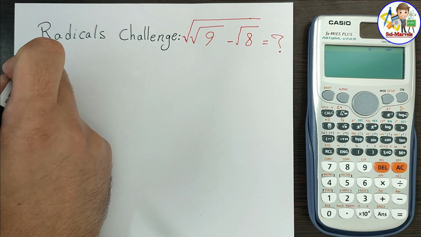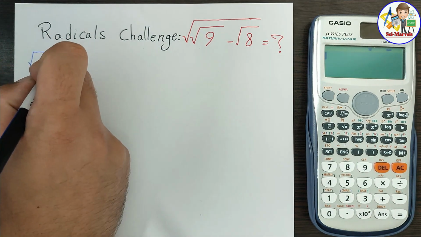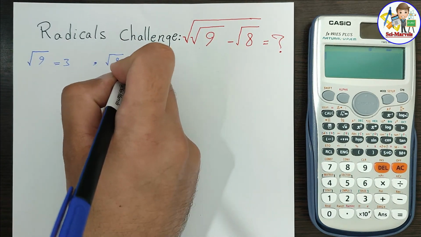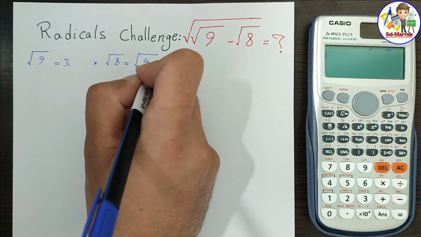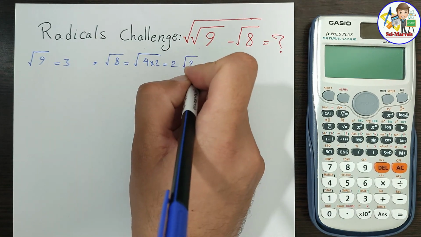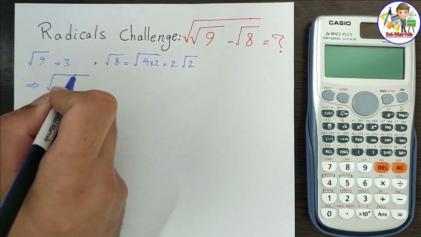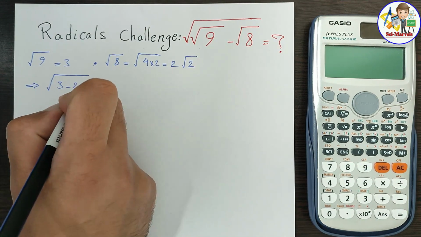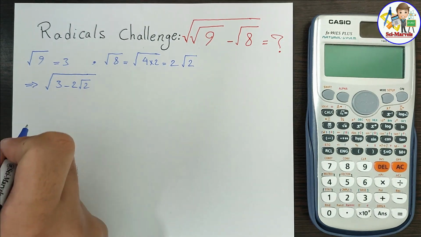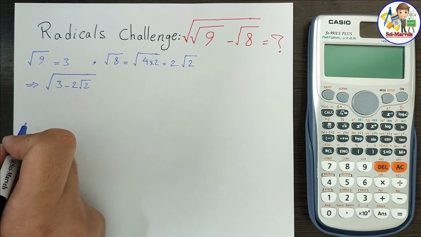We can start with the square root of 9, which is equal to 3, and the square root of 8, which is equal to the square root of 4 times 2, which is equal to 2 times the square root of 2. Now we have the square root of 3 minus 2 times the square root of 2. What's next? We want to manipulate this expression into a more recognizable form.